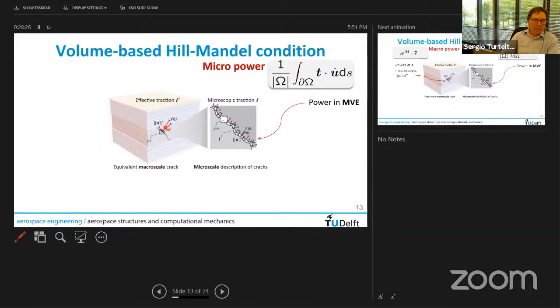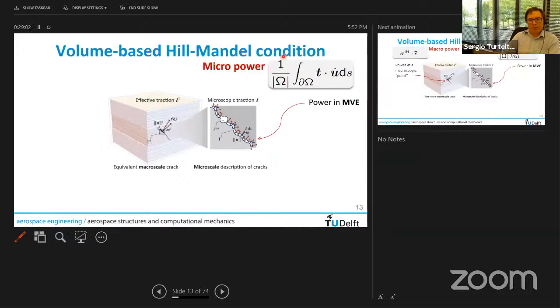Now, when we look at a macroscopic state here, we are actually not going to use all the details of the microscopic description. We're simply going to use an effective or an equivalent macroscale crack. And for that, we have to think in terms of an effective traction and an effective crack opening, and also an effective orientation, because here you can see that this is a path that changes orientation, but somehow all of this has to become just one orientation at the macroscale.